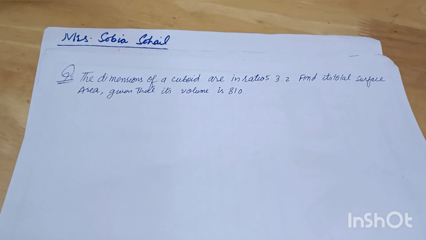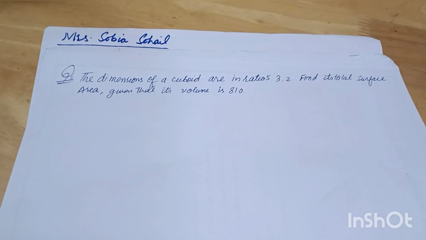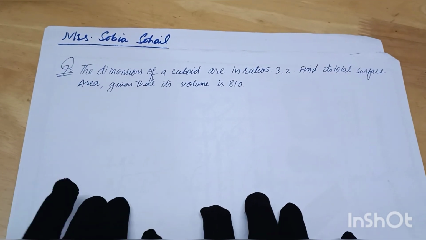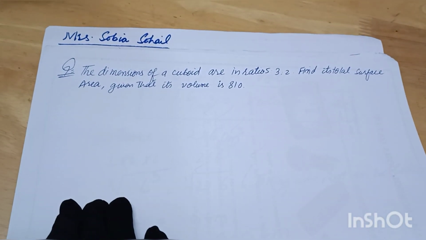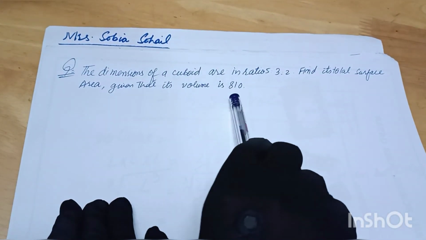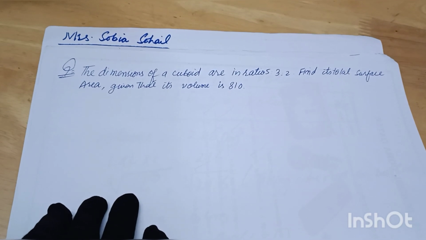Yes, it's a different type of question in which the dimensions of a cuboid are given in a specific ratio, and you have to find its total surface area. You can find the surface area if the length, width and height of the cuboid are given. But that is not given, only their simplified ratio is given. And then they say that its volume is given.